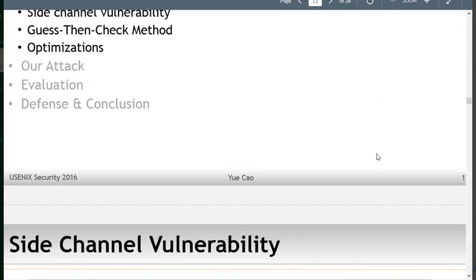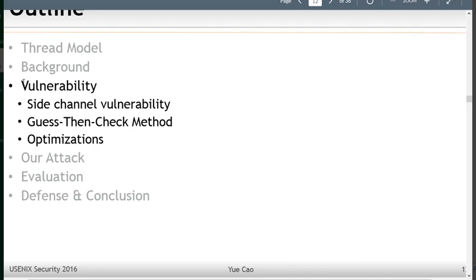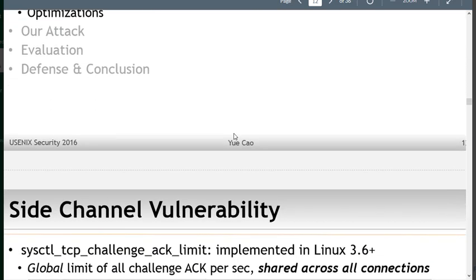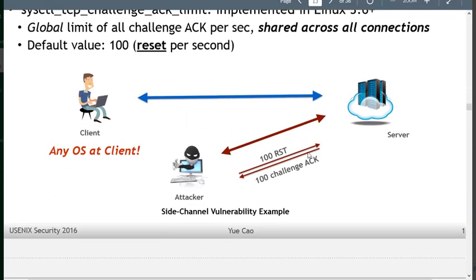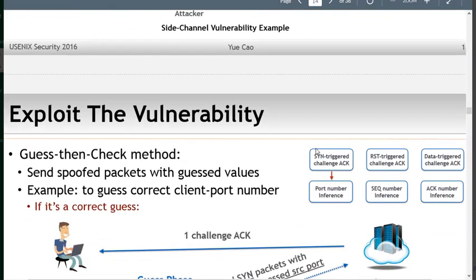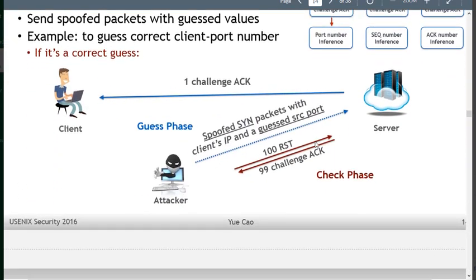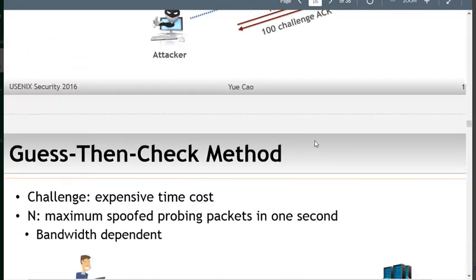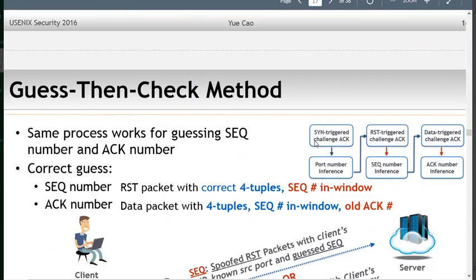If you look at the slides, the vulnerability is basically how they figure out each piece of information, like we covered in the previous videos. So we will not go through the details. Here you can see that if you send out one challenge and 100 resets, you should receive 100 challenge ACKs. On the contrary, you should only receive 99. That's exactly what we just introduced.